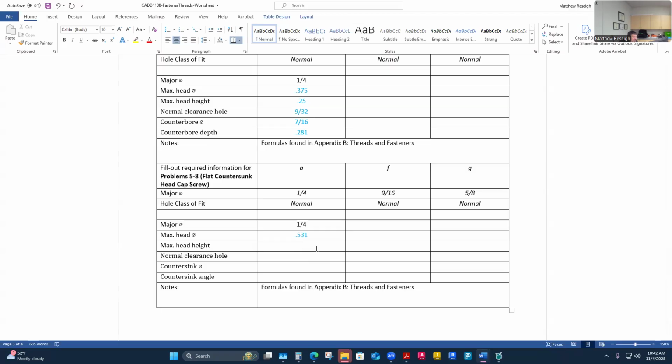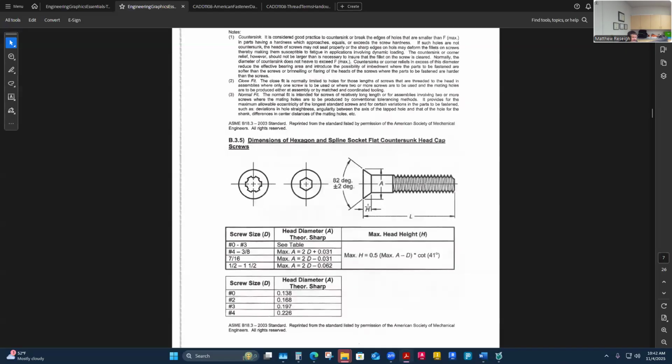The max head height is on that, right? It's going to be H. Oh my gosh, I've got to use cotangent. I've got to use some triangulation, which is fine. I can just do this on my calculator. For those of us that haven't done trig yet, we might not recognize this is a trig function: cotangent of 41 degrees.